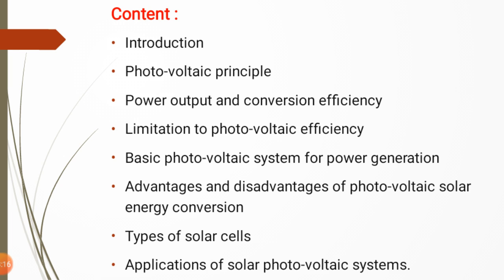Next is the types of solar cell. There are different types of solar cells based on the material used for their construction. Generally semiconductor material is used for the solar cell. Next is the application of solar photovoltaic systems. There are different applications: the photovoltaic system is used to generate electricity from solar energy, and this electricity is used in various applications such as cooling, heating and others. These applications will be discussed in our next videos.